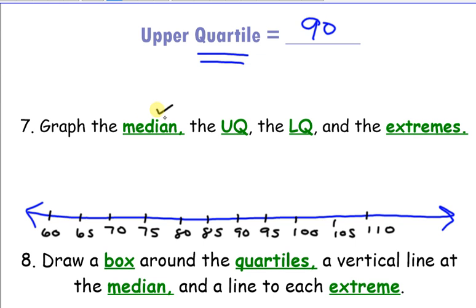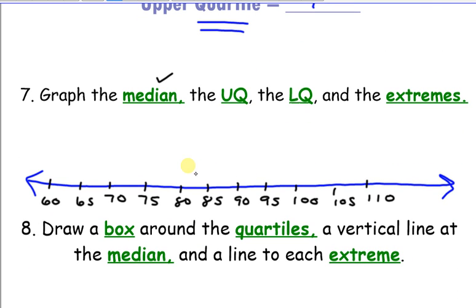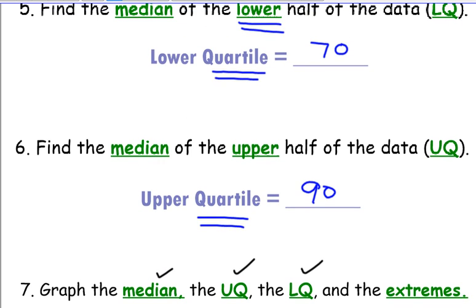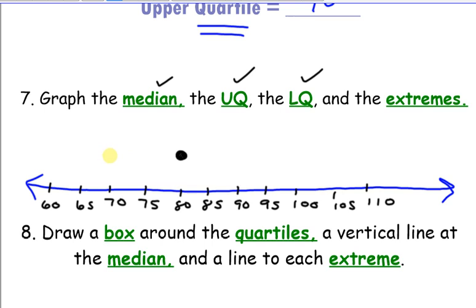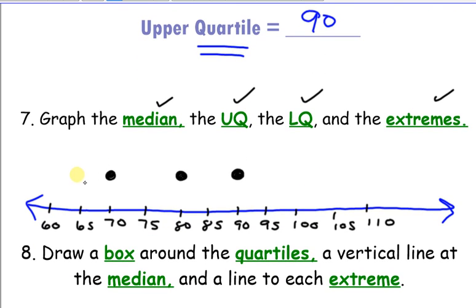Now the first thing I'm going to graph is the median, and the median was 80. So all I'm going to do is put a nice big dot above 80. Now I'm going to graph the upper quartile and the lower quartile, and that was 70 and 90. So here's 70, and here's 90. And then I need to graph the extremes. And those were the first two numbers, 65 and 100. So 65 and 100. Okay?